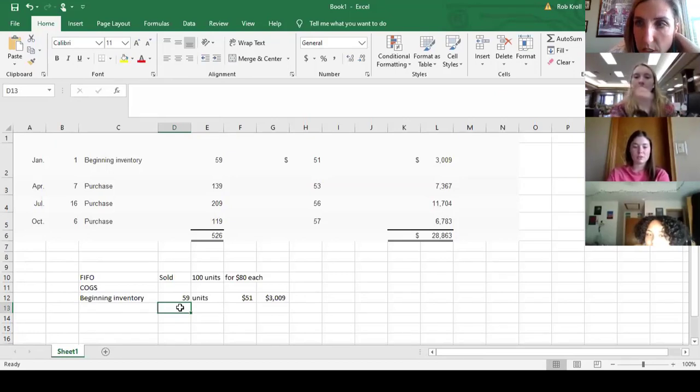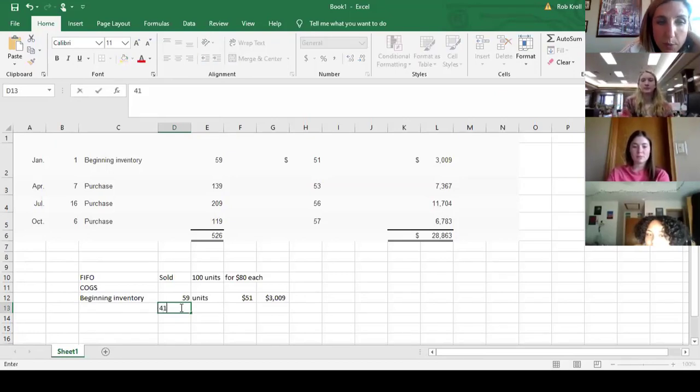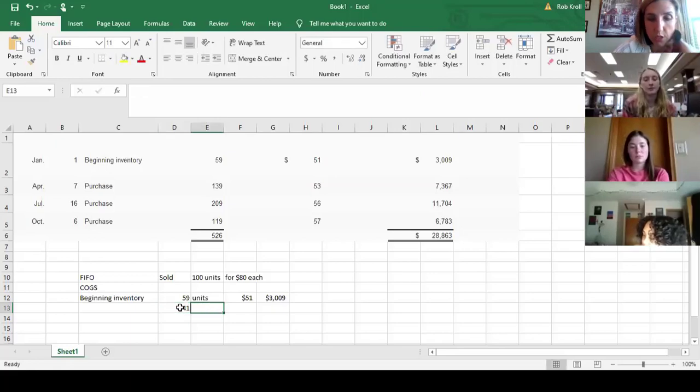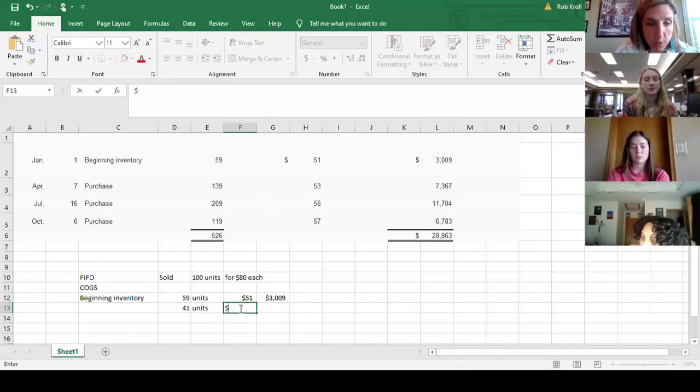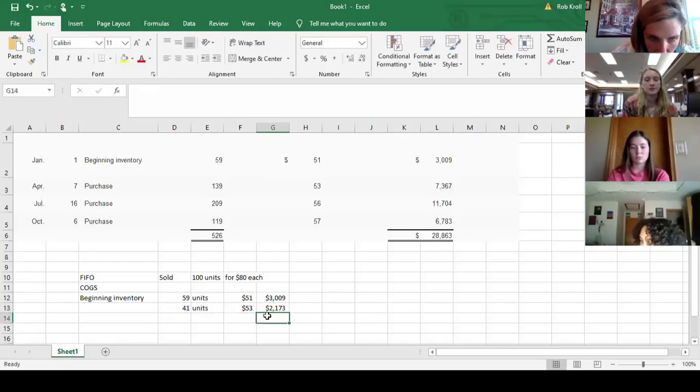What did I hear? 100? Yes? Okay, so I'm going to put 41 in this next box for my calculation because 59 plus 41 is 100, right? And where am I going to get those 41 from? The April 7th purchase. Yep, that first April 7th, that second line, she's right, this number of purchases. And each of those cost me $53. So in this box, it would say 41 times 53. And when I add these two up, that answer is my cost of goods sold, okay?